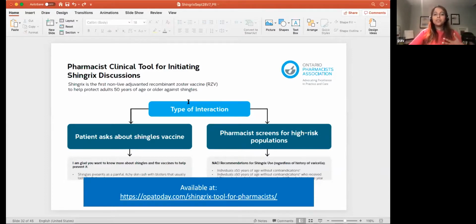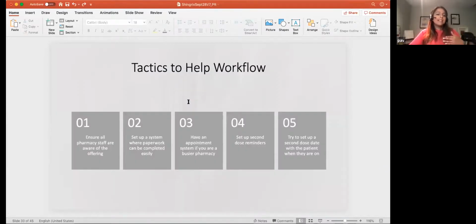I just wanted to go through some high-level concepts on workflow. You want to ensure that all your pharmacy staff are aware as well as open to the offering. You want to set up a workflow as well as a paper documentation system as much as possible, along with making sure you have the right SOPs. If you're a busy pharmacy, you may want to consider an appointment-based system, similar to signing up for your COVID shots or your flu shots, as well as for adherence.